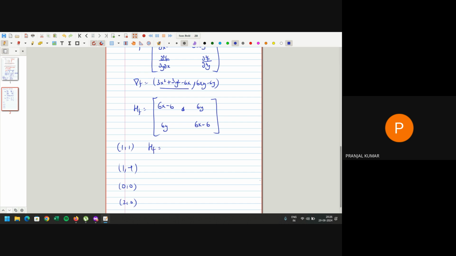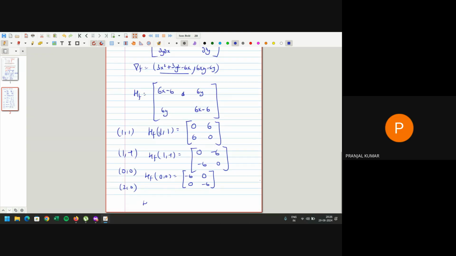So Hf at (1, 1), put it: you will get 0, 6, 6, 0. Hf at (1, −1) is 0, −6, −6, 0. Then Hf at (0, 0) is −6, 0, 0, −6. Now Hf at (2, 0) is 6, 0, 0, 6.